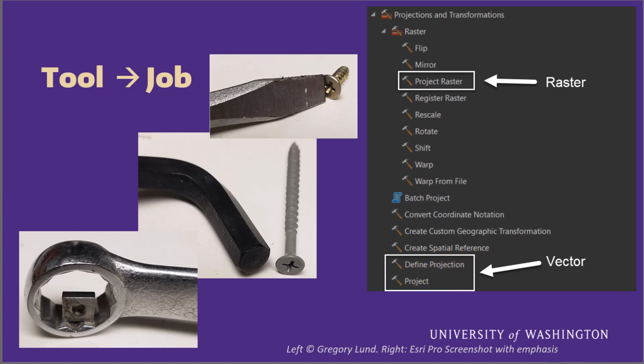The project tool does create a new set of data in a different coordinate system, and most likely projection. It changes the definition of the data, it creates a new data set, and it's only used when the data already has coordinate system or projection spatial information. So those are the distinct characteristics for vector data. With raster data, you always use the project raster tool.